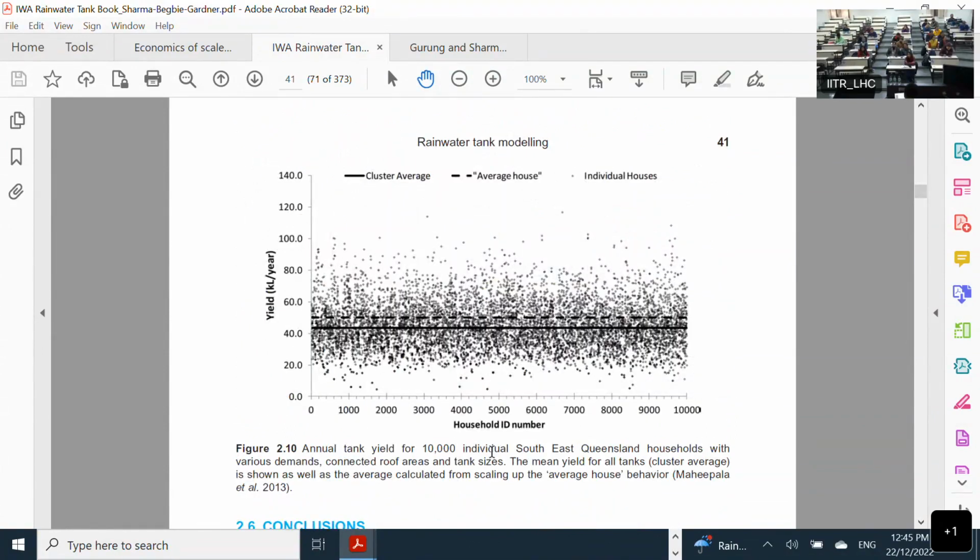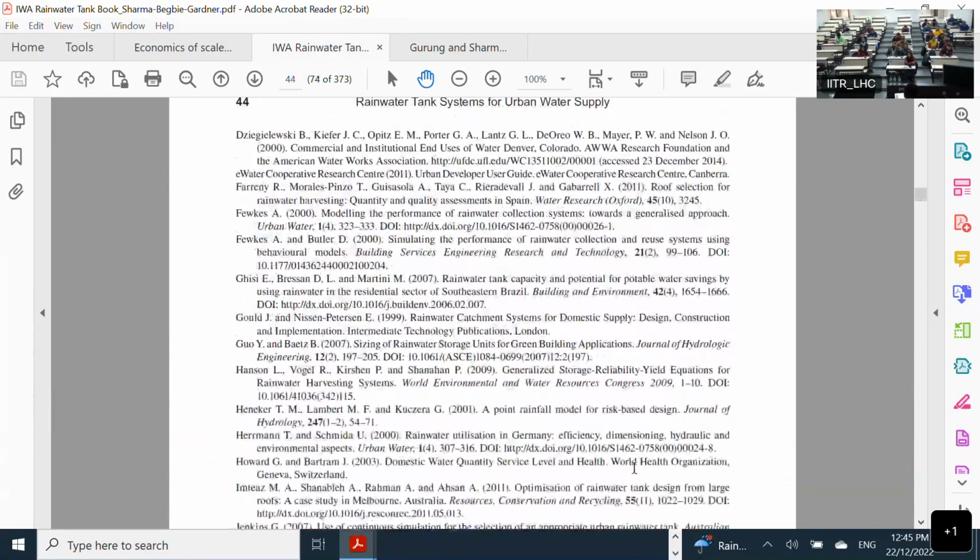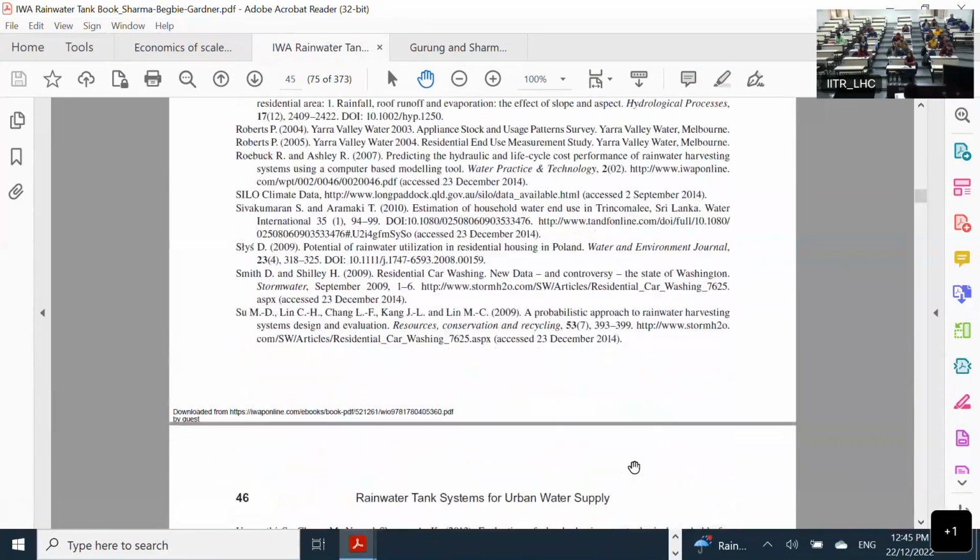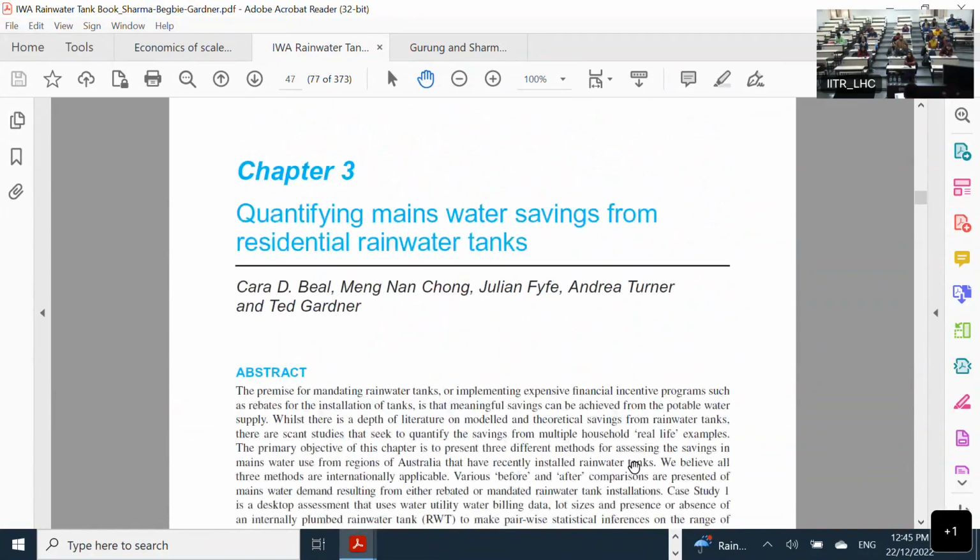So all those calculations you can see. I'm talking about the statistical analysis which has been done. There is a lot of work which has gone into it, and I will request you that whenever you have time, go through it.